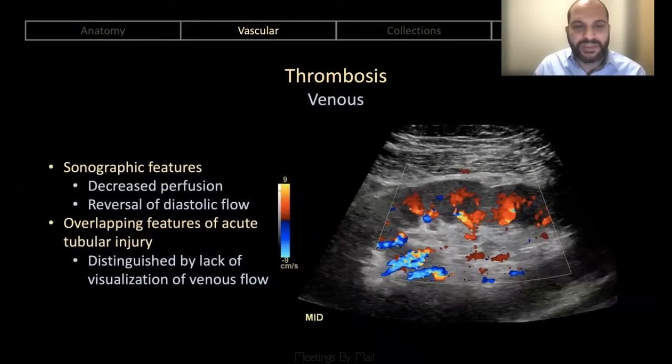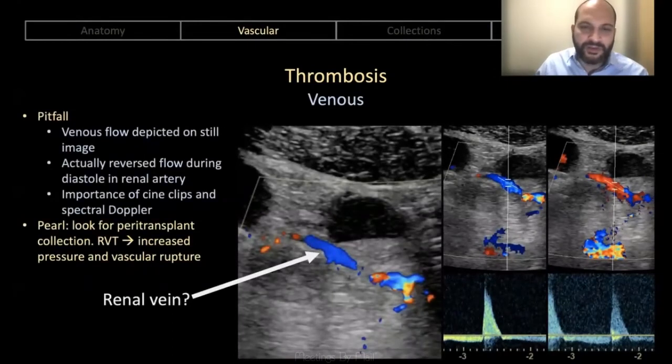Now, venous thrombosis can be a little more tricky than arterial thrombosis. What you typically see is decreased perfusion within the kidney graft, manifested most profoundly in the cortex. You're going to see reversal of diastolic flow within the renal artery. And the thing that makes it difficult is that there's overlapping features with acute tubular injury. So the way that we have to evaluate this and distinguish it from acute tubular injury is to look and make sure that there is a vein draining from the kidney graft.